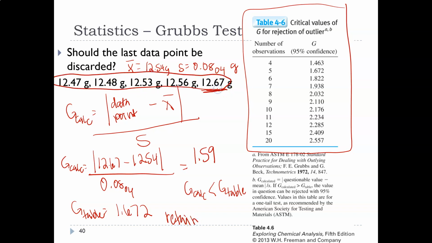If the calculated value had been greater than the table value, then the error is so big that we can drop that data point, and then you get to recalculate your average and your standard deviation, excluding it. So again, this is useful for tests and chapter 4 Sapling, but also useful in the lab. That takes us through our statistical tests.